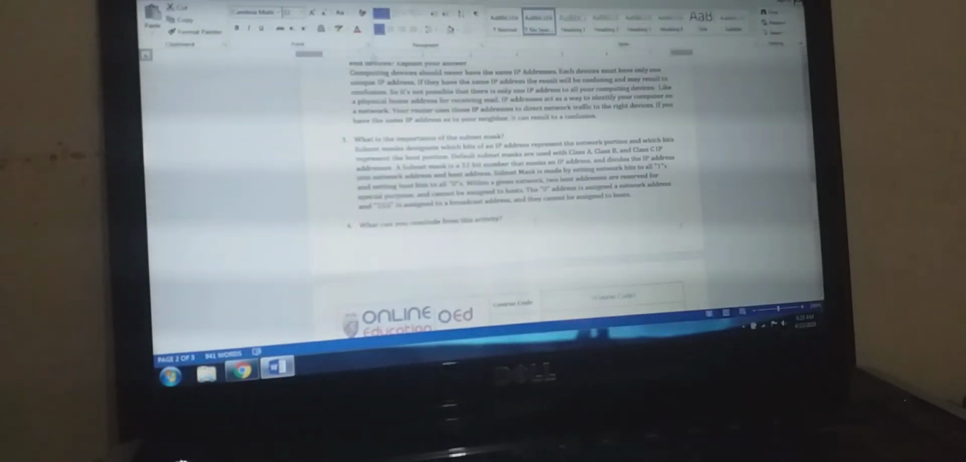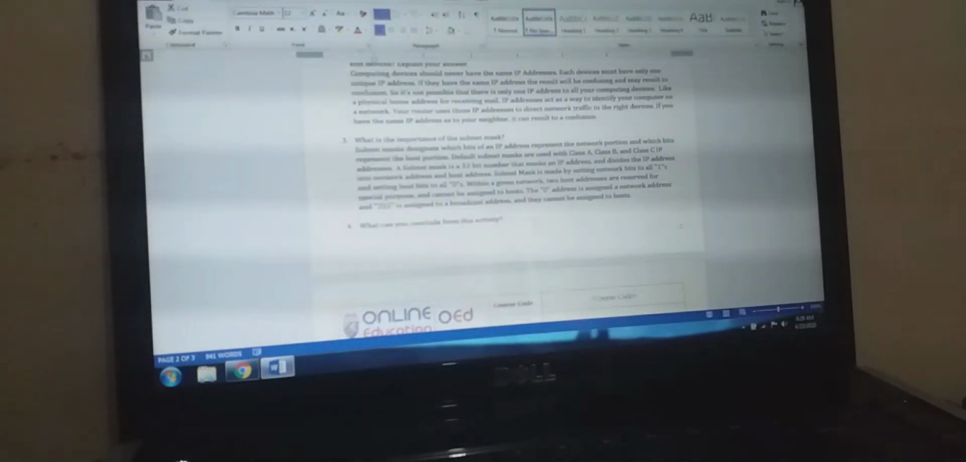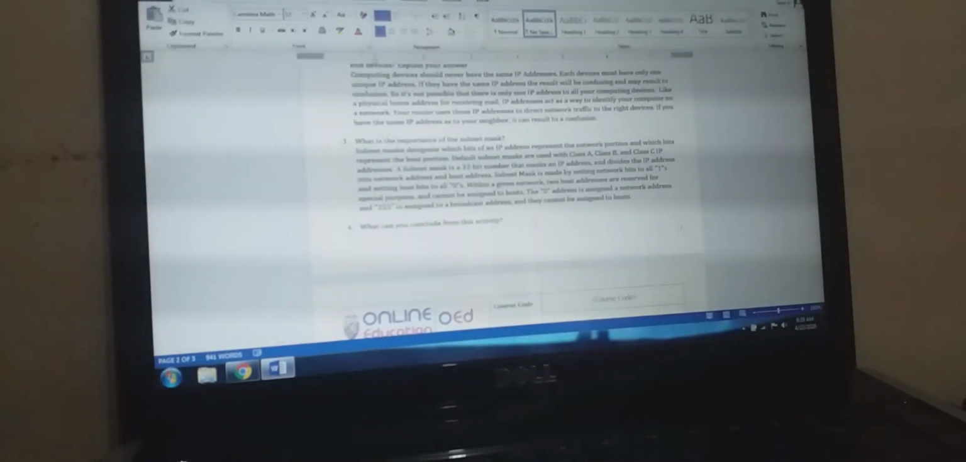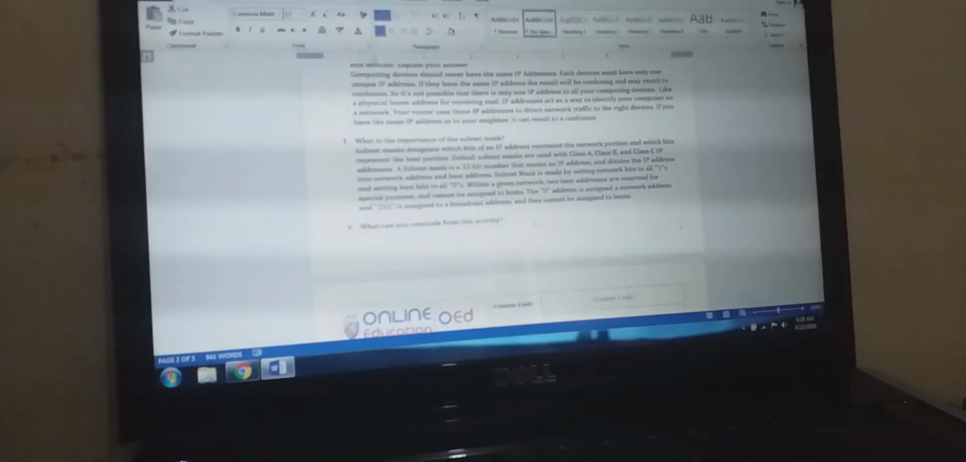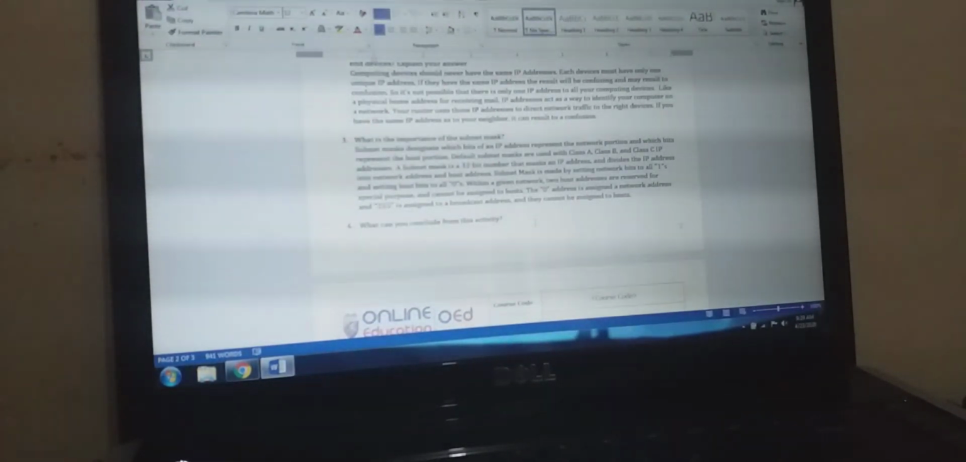Within a given network, 2 host addresses are reserved for special purposes and cannot be assigned to hosts. The 0 address is assigned as the network address and 255 is assigned as the broadcast address, and they cannot be assigned to hosts.